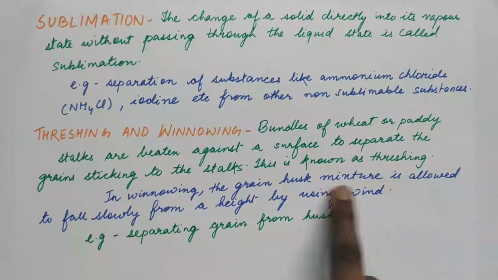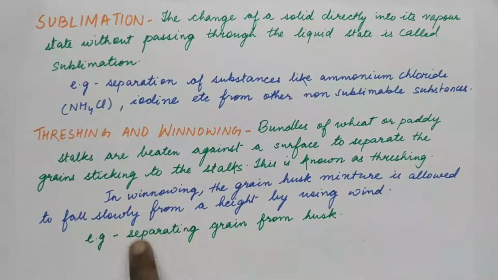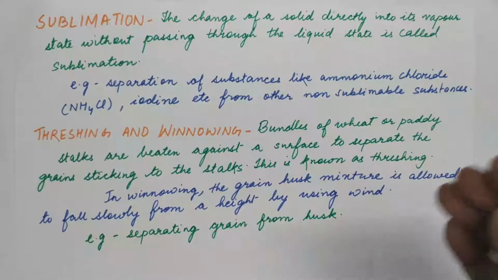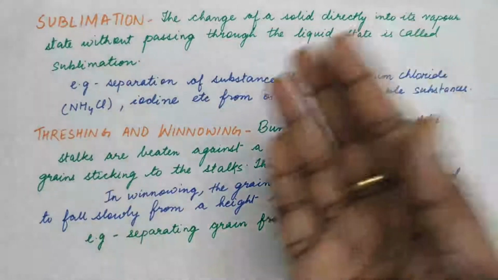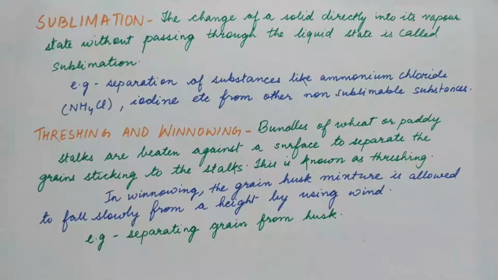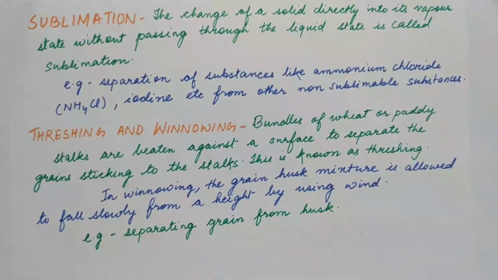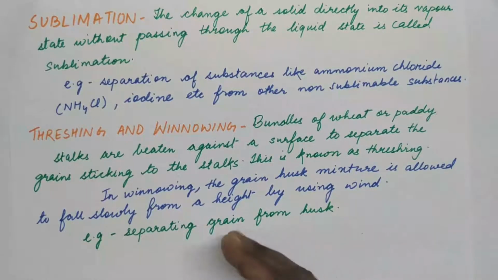And in winnowing, the grain-husk mixture is allowed to fall slowly from a height using the wind. When there is wind, the lighter particles fly away and the heavy particles fall in one place, so the lighter particles separate out. The husk is generally lighter than the grain. So that is a method of separating the grain from the husk.